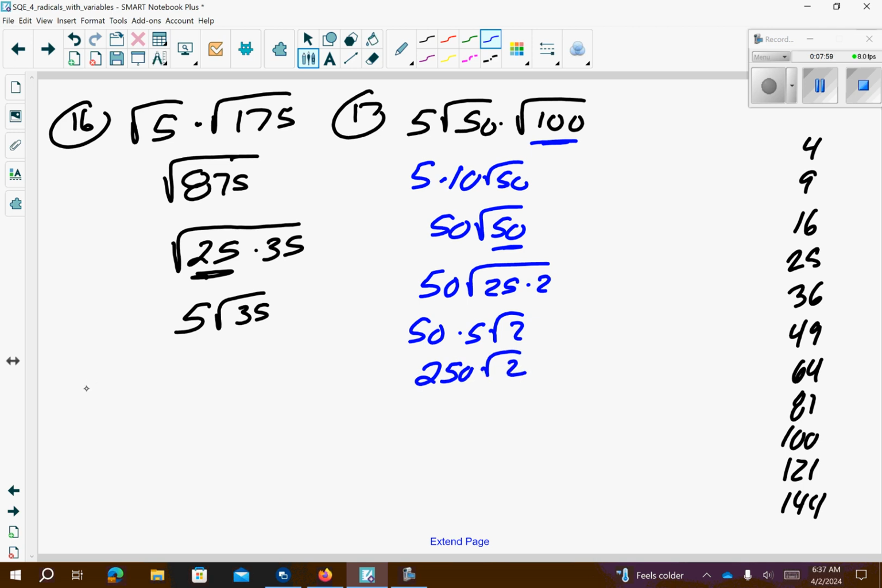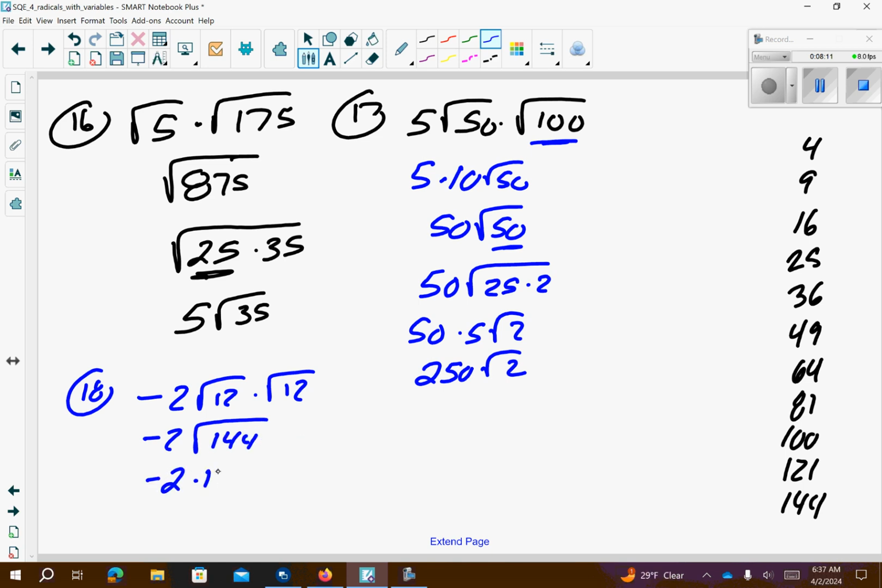And I think I can squeeze number 18 down here maybe. I'm going to get negative 2 root 12 times root 12. If you multiply root 12 and root 12 together, that's got to give you a perfect square, which is 144. So that's going to give me 12. Notice the square roots are gone because the square root of 144 is indeed 12. That gives me an answer of negative 24.